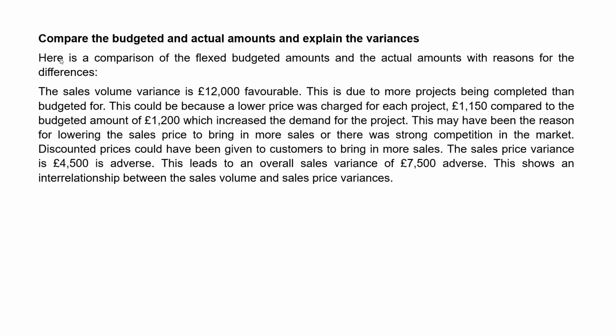I'm going to give some reasons now. This could be because a lower price was charged for each project, £1,150, compared to the budgeted amount of £1,000, which increased the demand for the project. This may have been the reason for lowering the sales price to bring in more sales, or there was strong competition in the market. Discounted prices could have been given to customers, again, to bring in more sales. And the sales price variance of £4,500 is adverse. Now this leads to an overall sales variance of £7,500 adverse. So this shows that there's an interrelationship between the sales volume and the sales price variances.